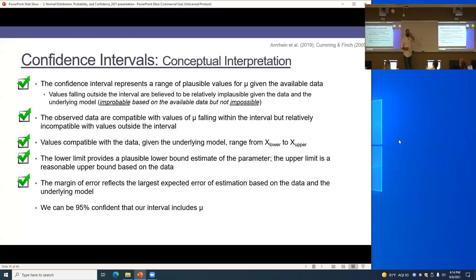If your upper bound is 8, and I say 8.1, I'm like, well, probably not. But is that meaningfully different than 8?